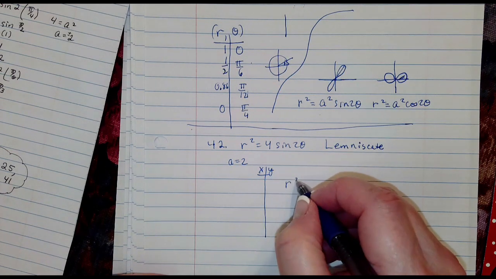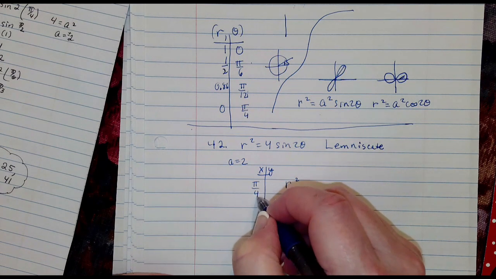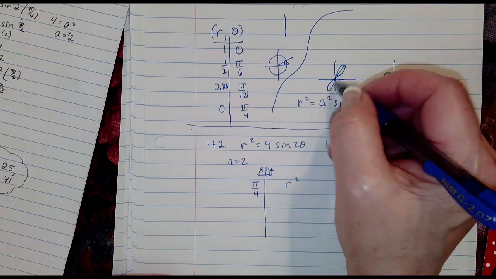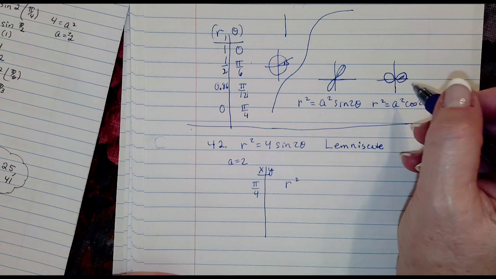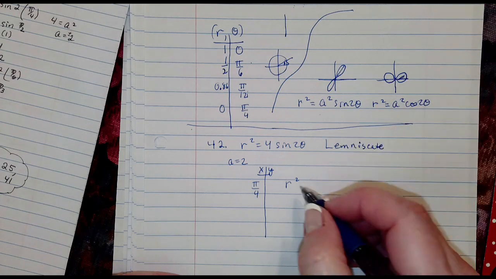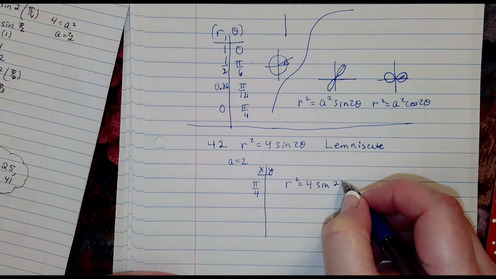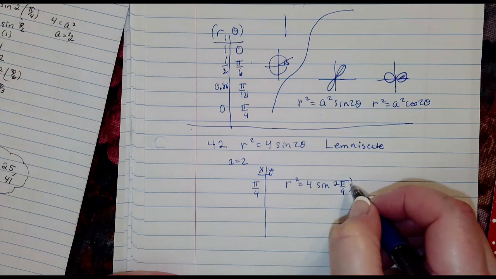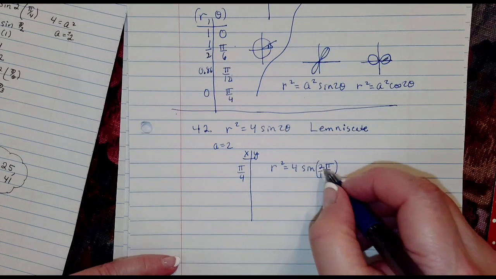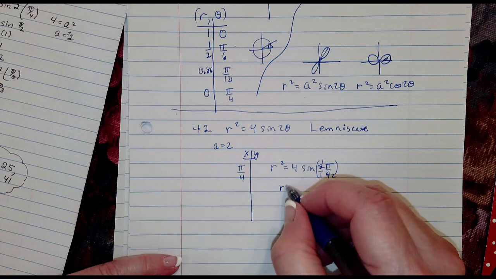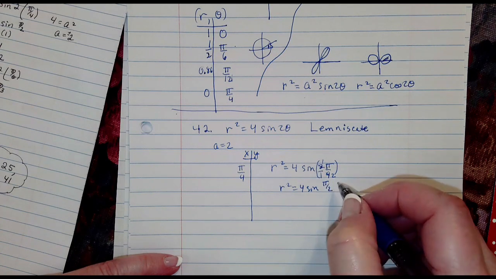So now we're going to put some numbers in. I get r squared, and I'm plugging in pi over 4. Now, why would I pick pi over 4 to start out? It's because of the way that this is graphed. See how this one would be on pi over 4, and this one would be on 0. So we're going to have r squared equals 4 sine 2 times pi over 4. Okay, so you agree with that? If I put the 2 over 1, the 2 and the 4 are going to cancel, and I get r squared equals 4 sine pi over 2.